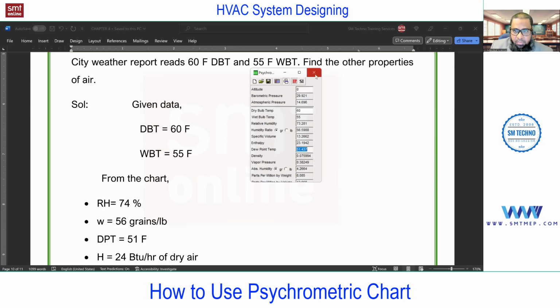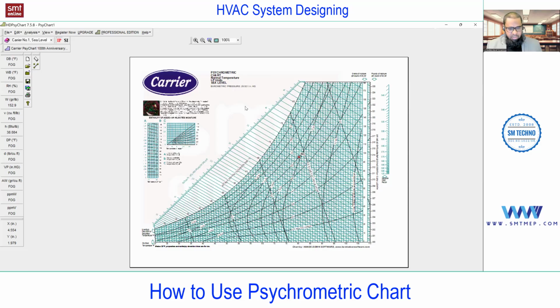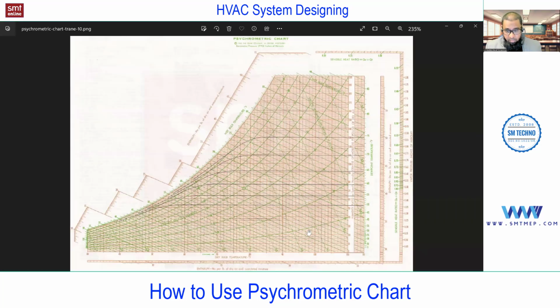This is more accurate. In actual practice, at the time of load calculation, we'll use the psychrometric chart or the psychrometric software. In manual also you can use it, because we don't require that much accuracy, as we are not dealing with component designing. We are dealing with system design. If you're dealing with precision air conditioning, then more accuracy is required. But for home and comfort, you can use the one chart also.